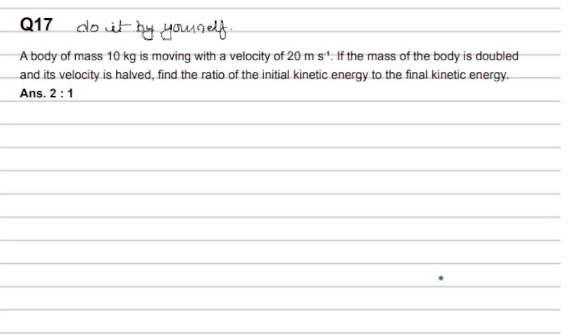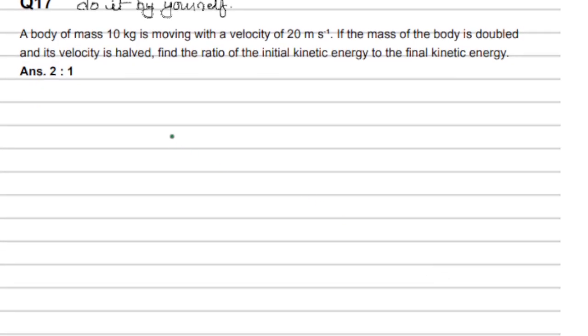Okay, let's do the next question. A body of mass 10 kg is moving with a velocity of 20 meter per second. If the mass of the body is doubled and the velocity is halved, find the ratio of the initial kinetic energy to the final kinetic energy. Remember the sequence which they are giving; the same comparison we need to do. So we have to find Ki divided by Kf.